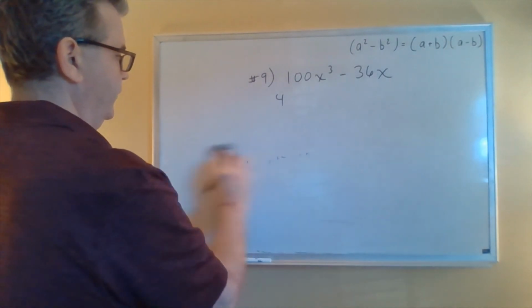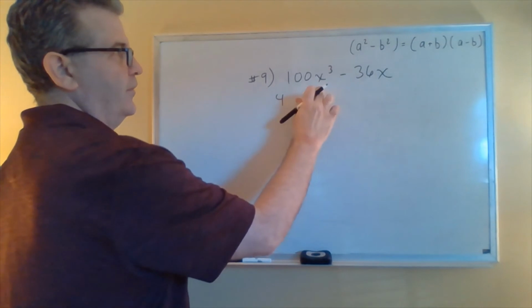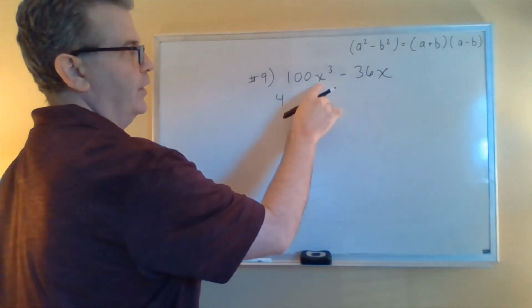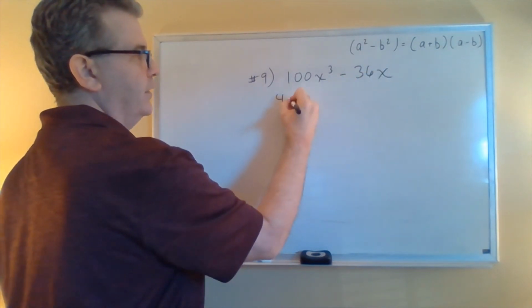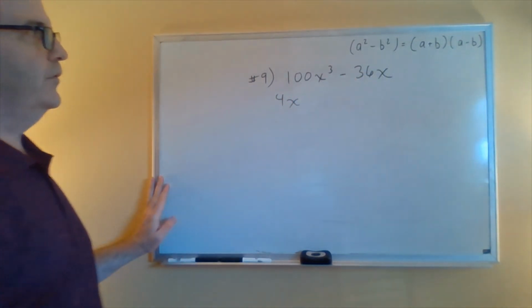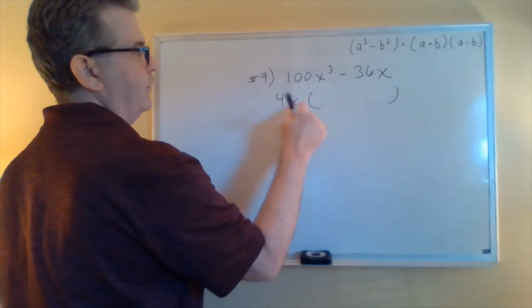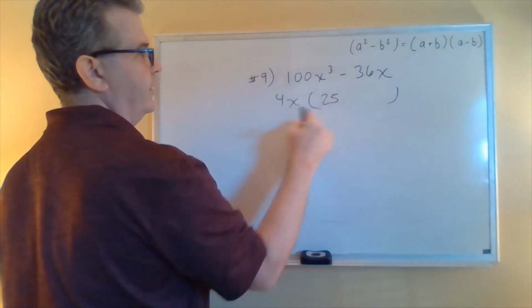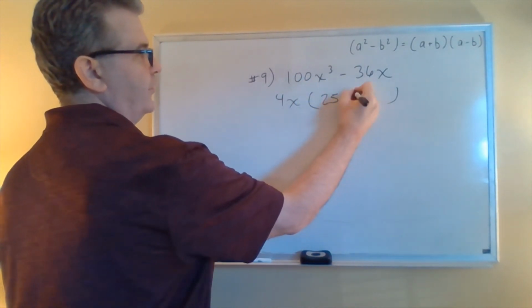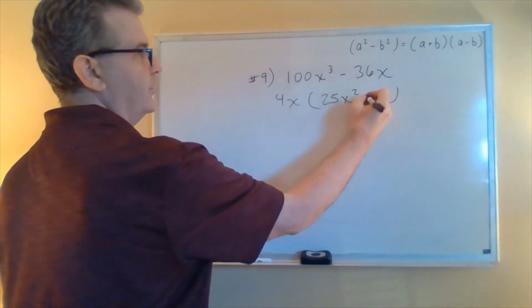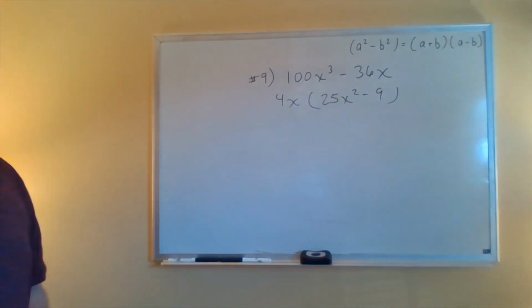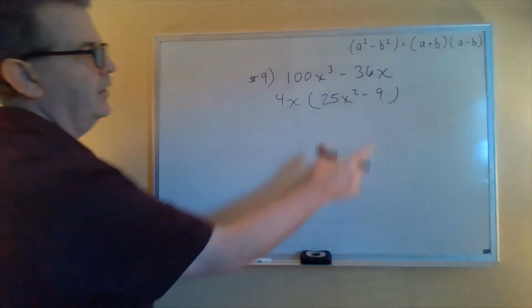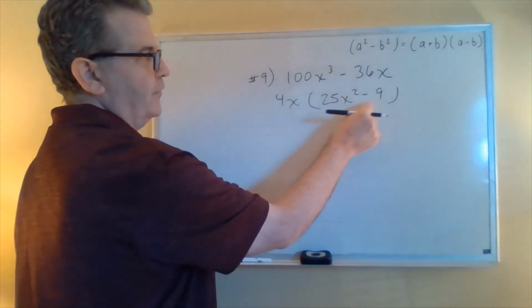Erase our list here. And now we have x cubed and x. We're going to pull out the variable with the smallest exponent. We have x to the third here, x to the first here. So we're going to pull out the x to the first. So what does that leave us? Well, 4 into 100 is 25. X into x cubed is x squared. 4 into 36 is 9. And x divided by x, well, that's 1. That's just going to cancel out there. So now we're left with this inside our parentheses, 25x squared minus 9.